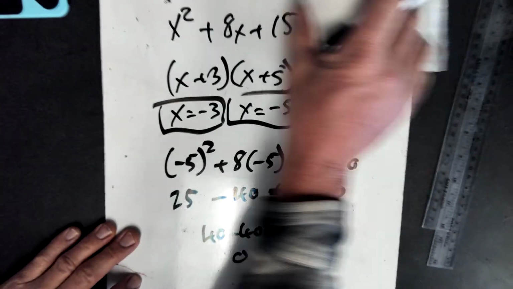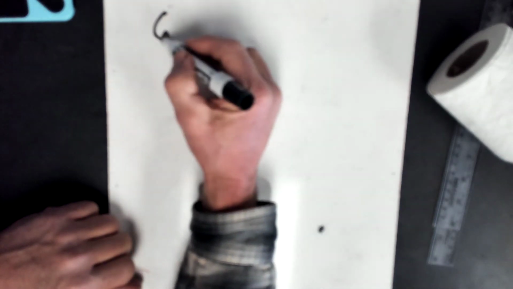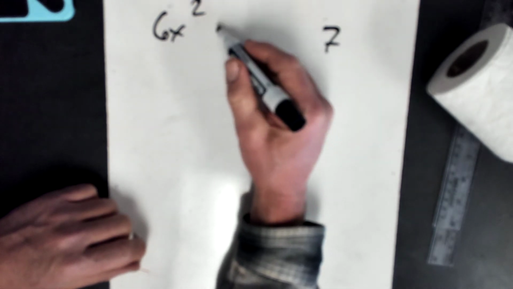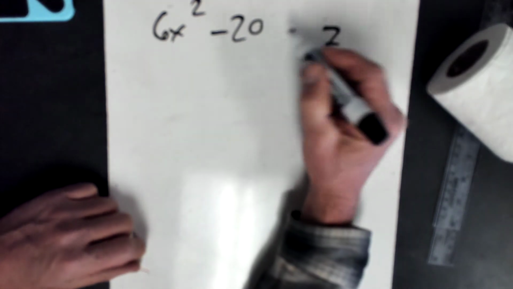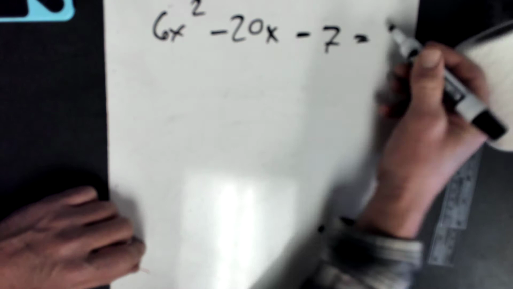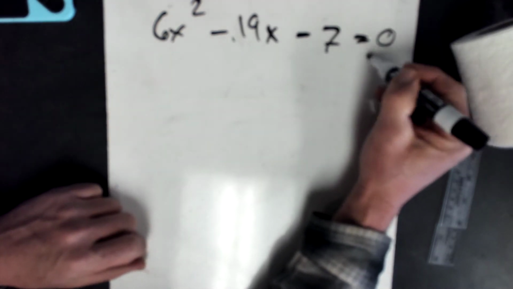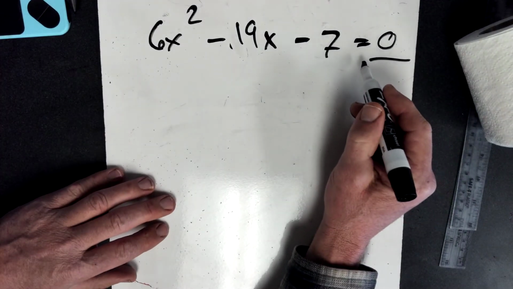Okay. Let's do another one where a is not 1, and it's a little bit harder. Let's do 6x squared and 7, and then we'll do negative 20x and negative 7. 19x. That'll work. Now it equals 0. That's all it has to equal, 0, for it to work, to make it use the zero product property.